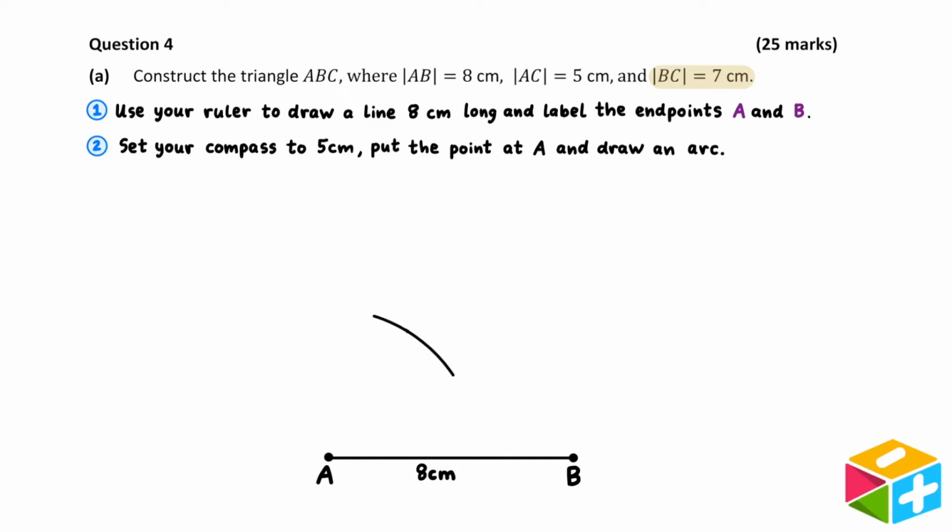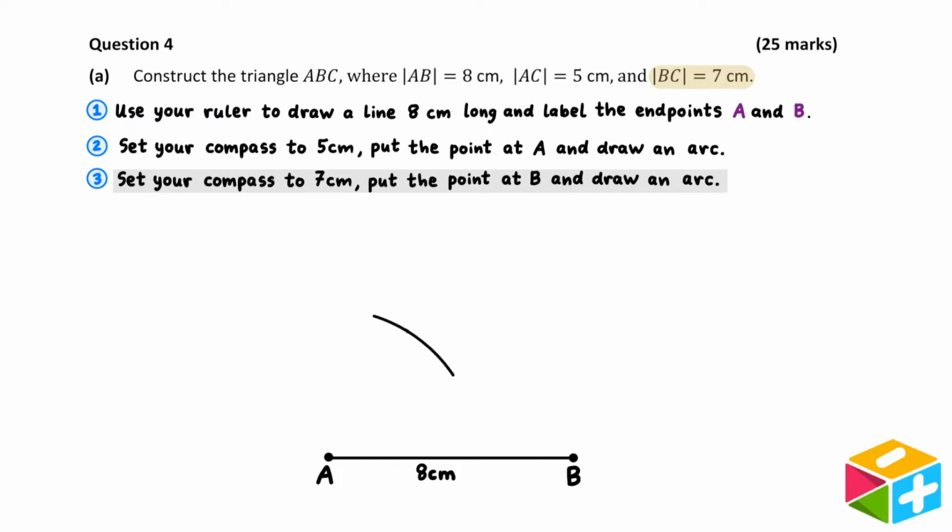We need the length of BC to be 7 centimeters. So our third step is to set our compass to 7 centimeters, put the point at B, and draw an arc.